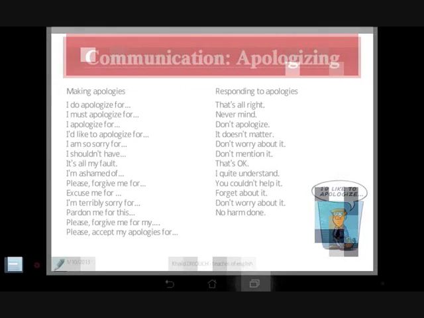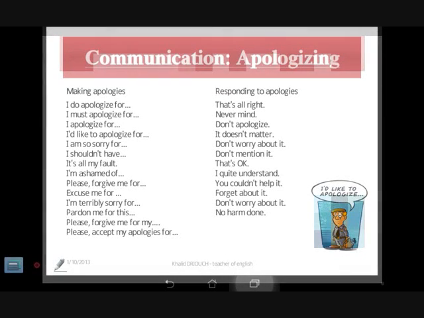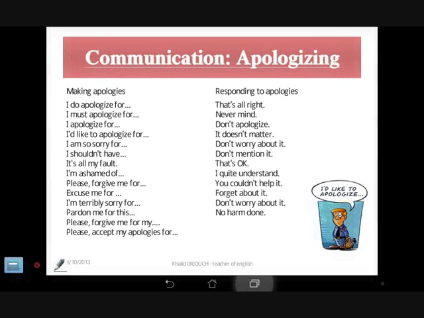Let's move on to the next slide, and we're going to check some expressions that are used to make an apology and to respond as well. To make an apology, we can simply say, I do apologize for, I am so sorry for, please forgive me for, I am terribly sorry for, please forgive me for my, and we say what wrong thing we did that we are apologizing for.